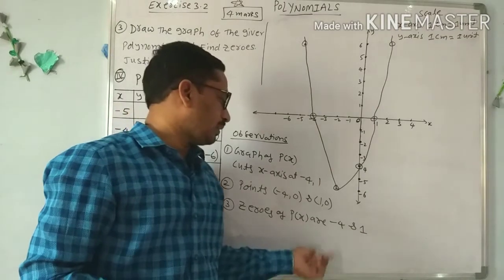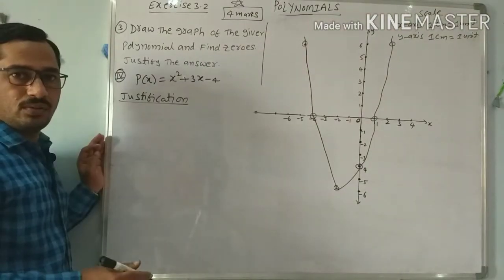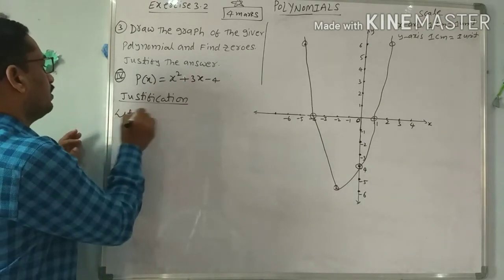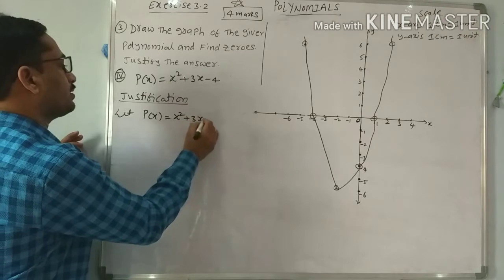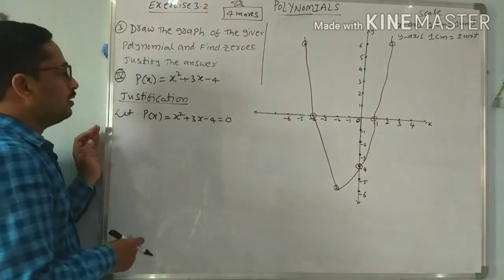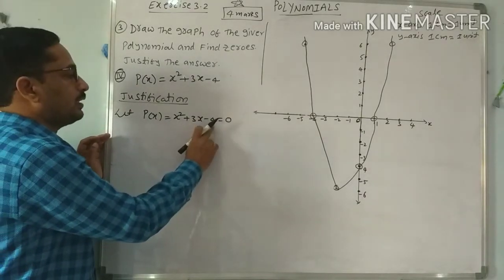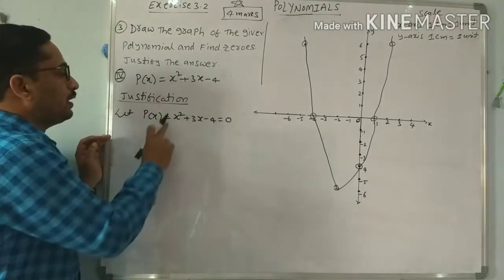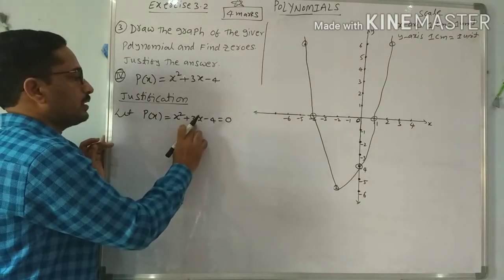So those points are the zeros of our given polynomial. Now justification. Let the given polynomial p of x, x square plus 3x minus 4 equal to 0. We have to find out the zeros. The x square coefficient is 1 and the constant is minus 4. So 1 into minus 4 is minus 4.